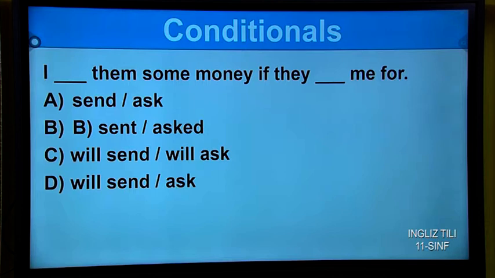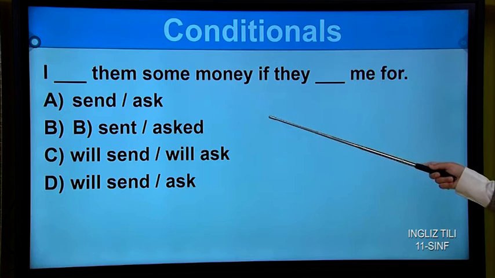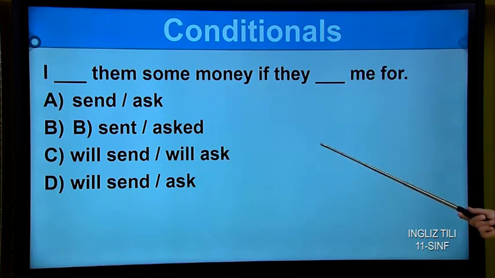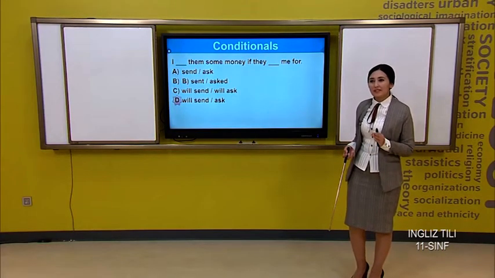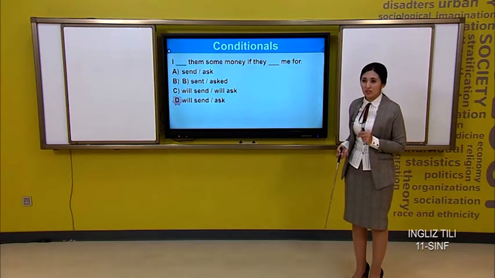The next, I gap them some money if they, again gap me for. Options: sent or ask, sent, asked, will send, will ask, will send or ask. True answer is I will send them some money if they ask me for. Dears, it is a last conditional sentence. I didn't make zero conditional sentence because it's very easy. I hope you all learned best zero conditional. Please pay attention. You may contact your teacher if you face any difficulties. Let's move our new theme.